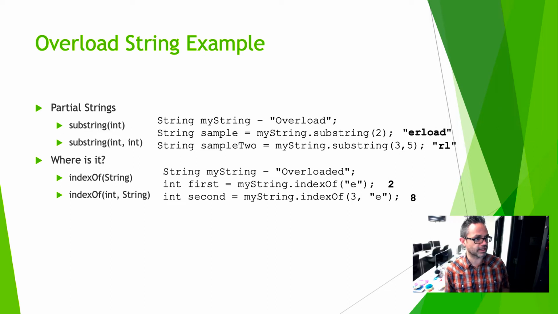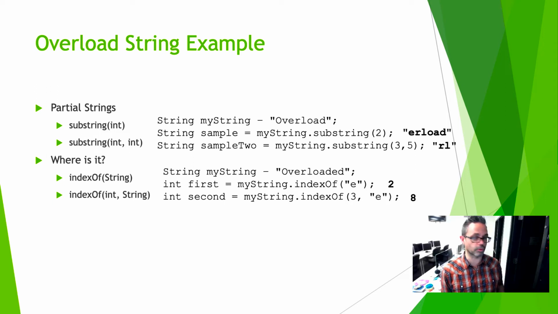One of the things we see is the String class. It has some methods we use all the time for partial strings. We have the substring methods, so you have substring with an int parameter and substring with two int parameters. So we have String myString = "overloaded", and String sample = myString.substring(2), which gives us "erloaded", or substring with two parameters. String sample2 = myString.substring(3, 5), which returns us "erl". I know, pretty silly, but we've got it right there.